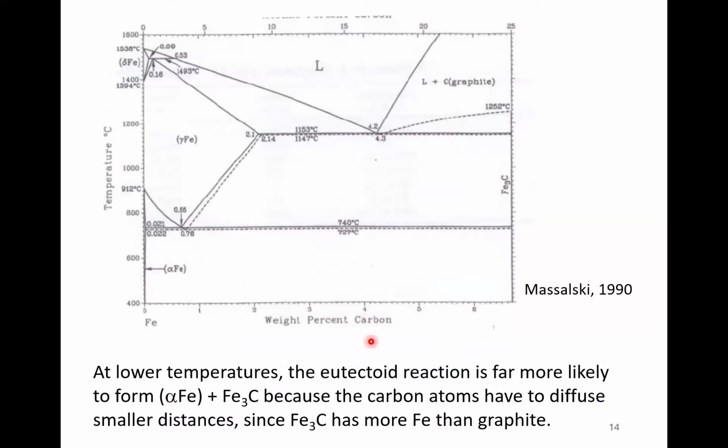And what happens is at lower temperatures, this eutectoid is more likely to be this phase, alpha ferrite, and cementite, which is iron carbon, because the atoms can only diffuse smaller distances. So therefore, it's easier to have cementite, this thing, rather than pure iron. Okay, so the phase diagram, once you know how to use it, can give you a hint for that.